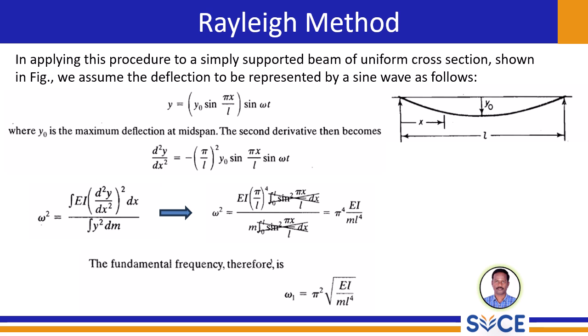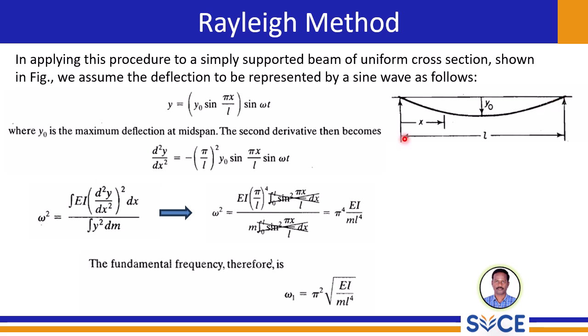Consider a simply supported beam of length L with uniform flexural rigidity EI and mass per unit length mu. Our goal is to estimate its fundamental natural frequency using Rayleigh's method. As we discussed, the crucial step is to assume a reasonable deflection shape for the fundamental mode. For a simply supported beam, a shape that satisfies the boundary conditions, that is, zero deflection at the supports, and resembles the expected first mode is a sine wave.